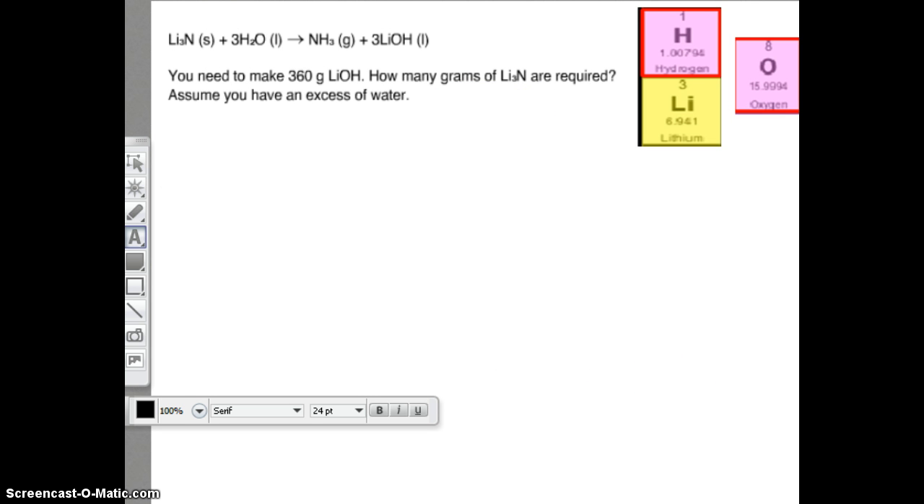You need to make 360 grams of lithium hydroxide. How many grams of lithium nitride are required? Assume you have excess water. All right, so first thing I do, I write down what they give me before I do anything else. I make it into a fraction. Again, hit pause. Try doing this on your own and then go through it and make sure that you know how to do these. Okay, what goes on the bottom of this fraction?